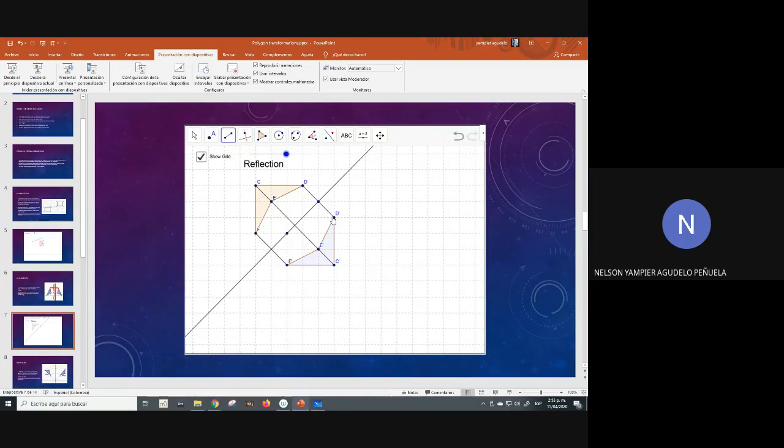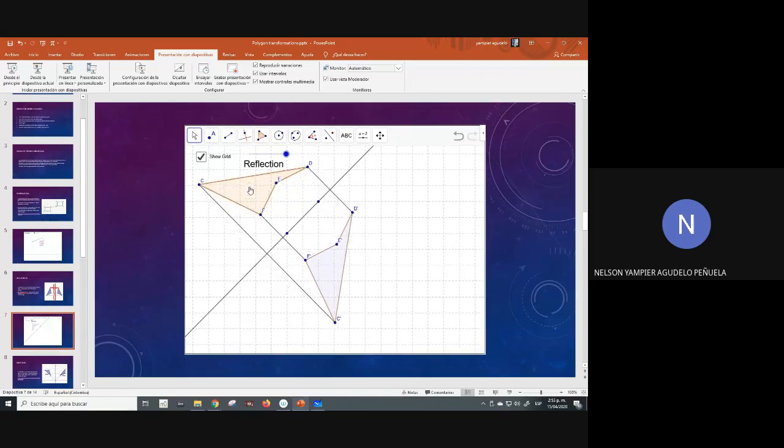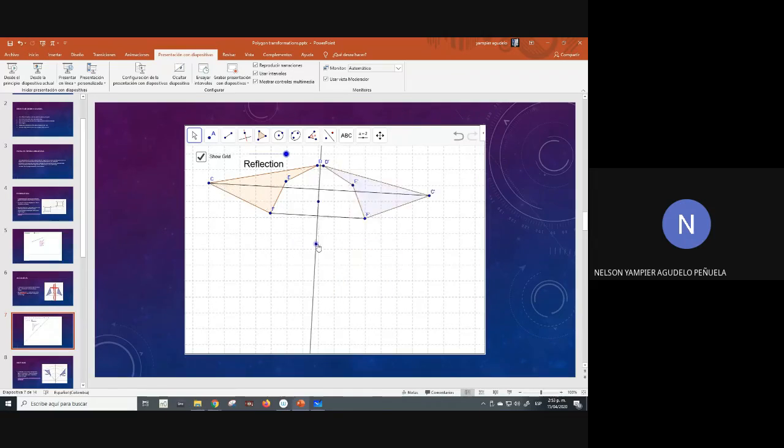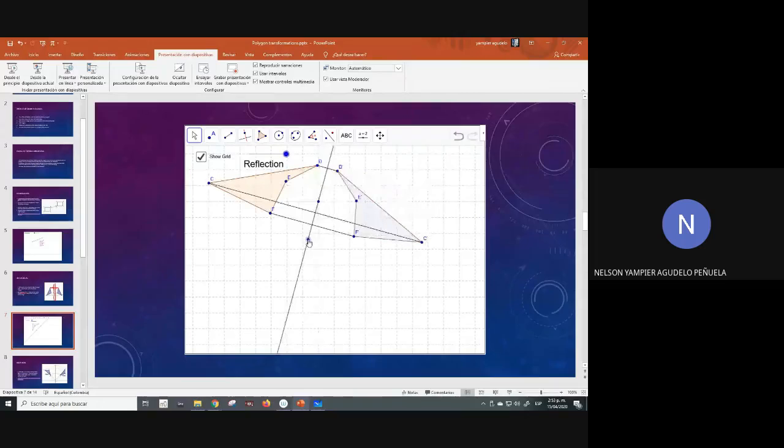What happens if we do it with E? From E to the symmetry axis is 1.5. And from the symmetry axis to the image of E is also 1.5. It's always the same. And if we move the figure, remember, you see it maintains. It's exactly the same. And even if we change the shape of the figure, it's always going to stay. And look what happens if I move the mirror, if I move the symmetry axis.